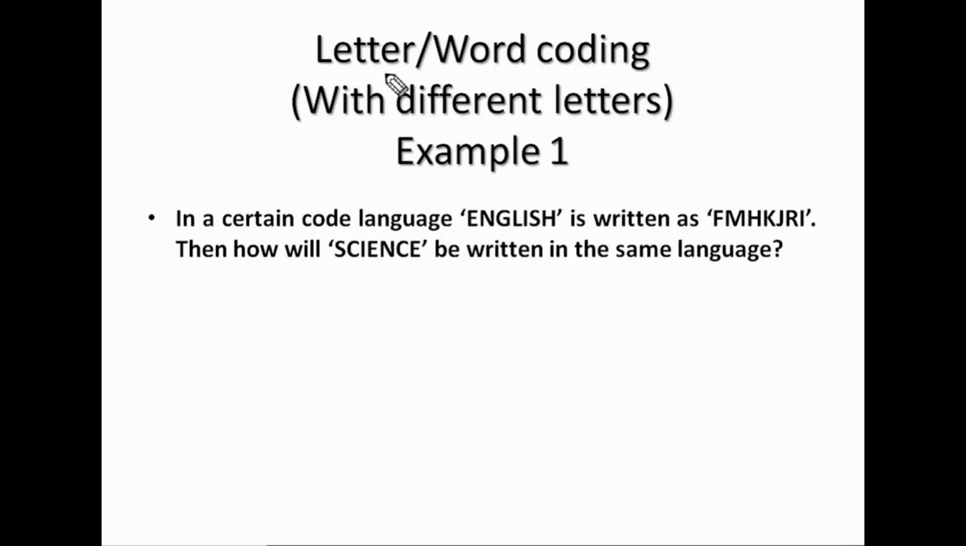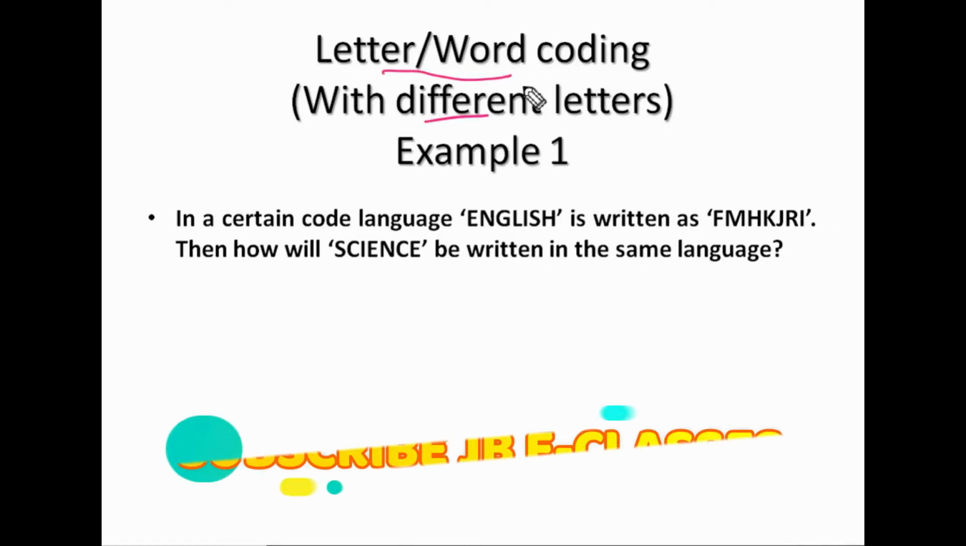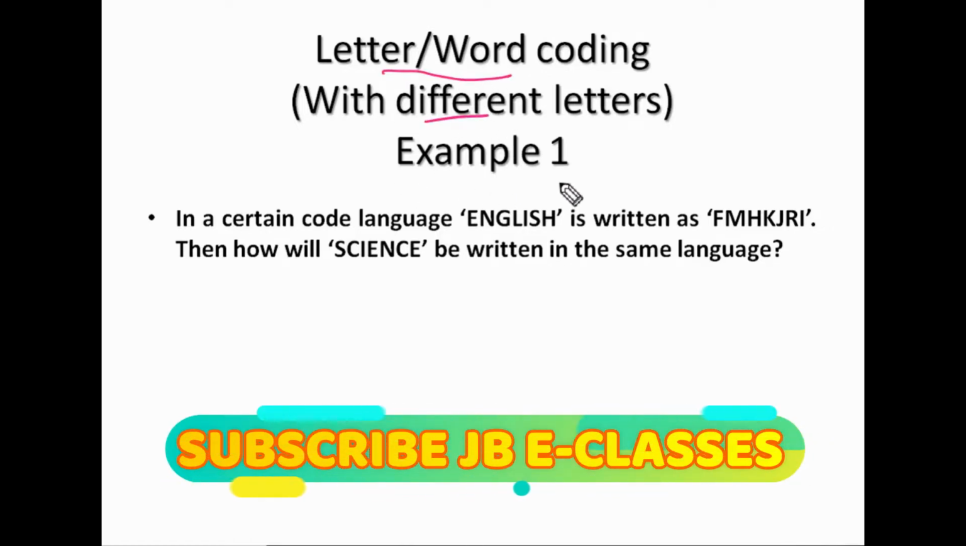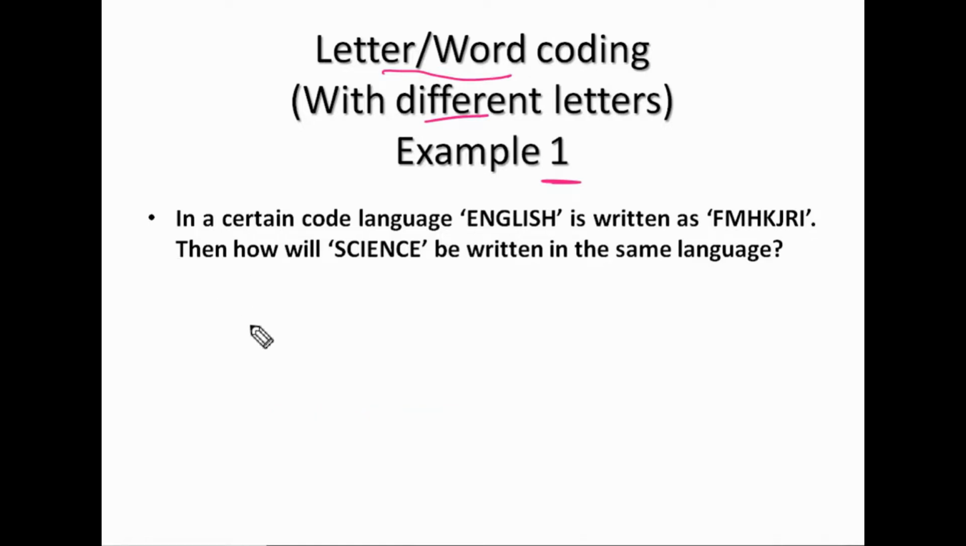Letter or word coding with different letters. First example. Here the hint word is English. Its code word is FMHKJRI.